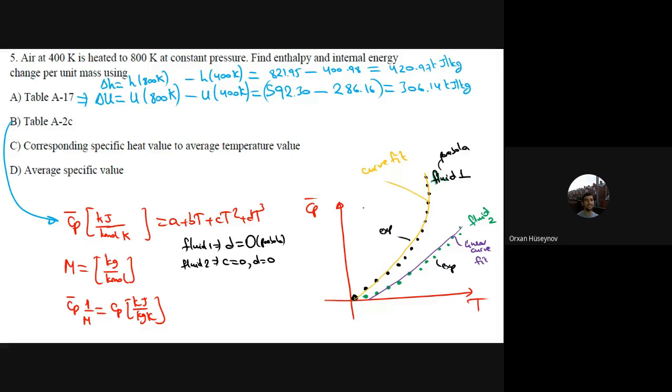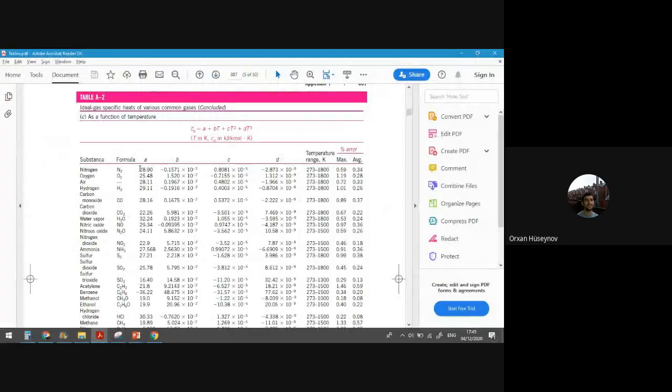Okay. Now they have done experiments on different fluids and found this Cp value here. For air, for example, they have done the Cp experiment, and the Cp value is this one: A is 25.48, and B is this one, C is this one, and D is that one. Okay, and it is valid in this temperature range with an error of 1.19, and this is the average value. Okay, this is the maximum error, this is the average error.